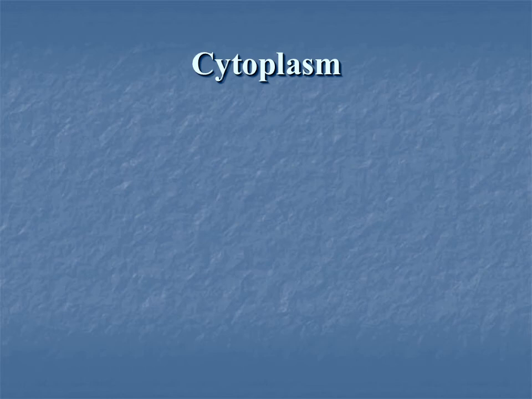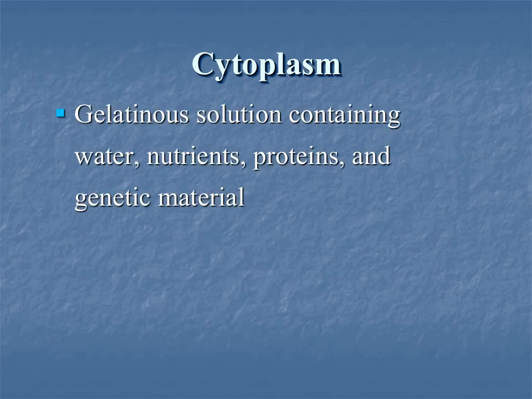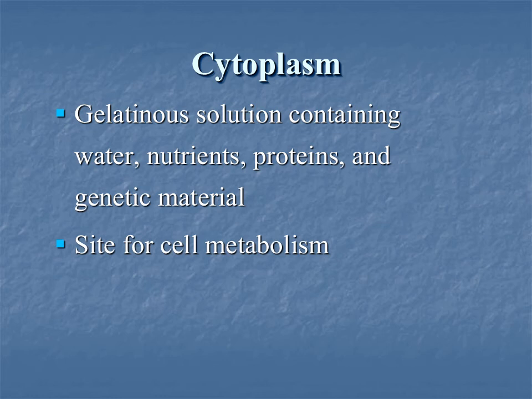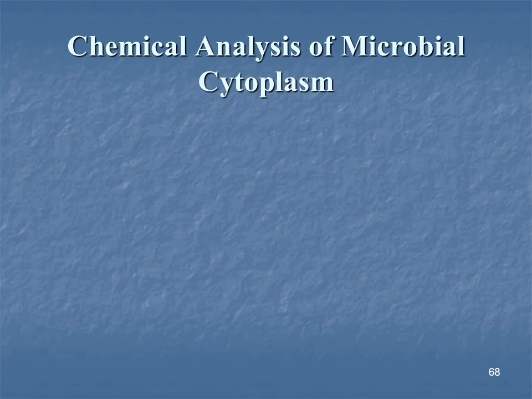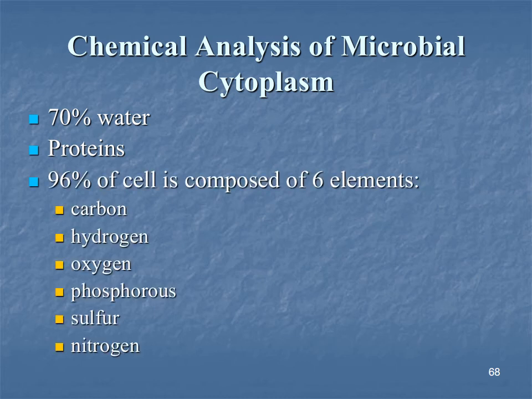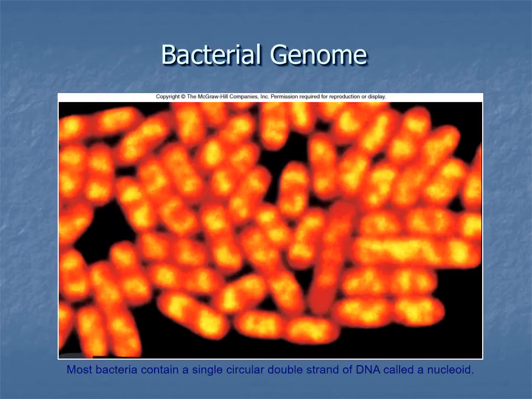And internal structures like cytoplasm, genome, inclusion bodies, and endospore. Cytoplasm is a gelatinous solution containing water, nutrients, proteins, and genetic material. It is the site for cell metabolism. And chemical analysis of microbial cytoplasm: 70% is water plus proteins. 96% of the cell is composed of 6 elements: carbon, hydrogen, oxygen, phosphorus, sulfur, and nitrogen.